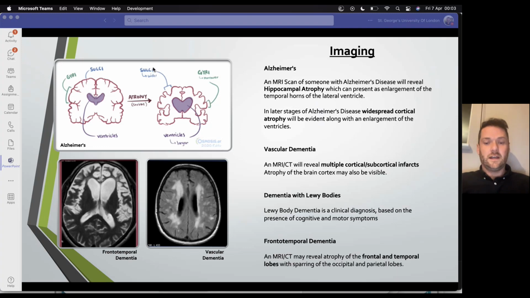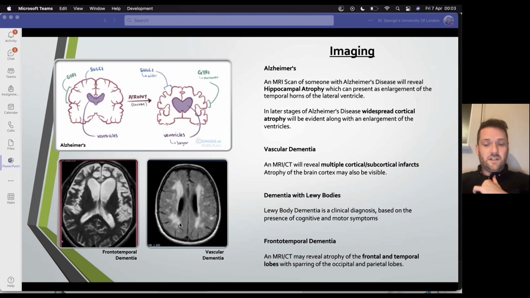And then very quickly, dementia with Lewy bodies is a clinical diagnosis. You're not going to get a picture or an image to do with that. But just vascular dementia, you can see for the image here, we've got all of these different spots, which are showing areas of multiple infarcts. So that's the kind of thing you'd be looking for as well on a CT or MRI: infarcts.